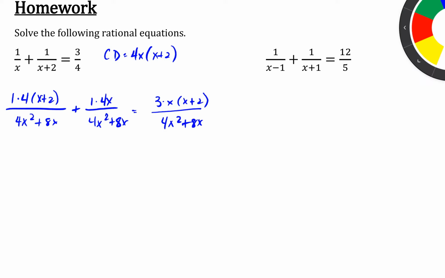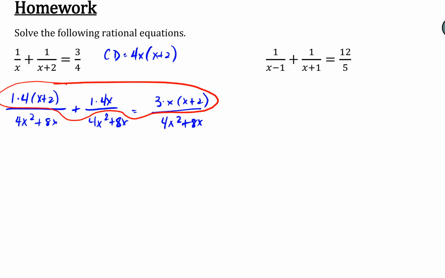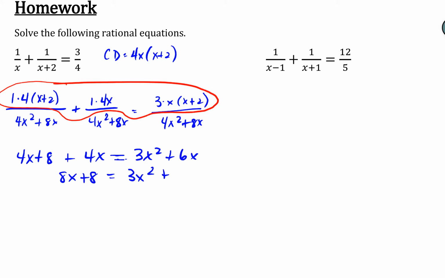Now when I go through and solve this, I want to take everything that's in the numerators. That becomes its own equation. So if I distribute, I have 4x plus 8 plus 4x equals 3x squared plus 6x. Again, these are a little bit more challenging. More of them come out to be factorable. So if I combine some like terms, I get 8x plus 8. And if I move these to the other side, I get 0 equals 3x squared, and I'm going to wind up having minus 2x and minus 8.